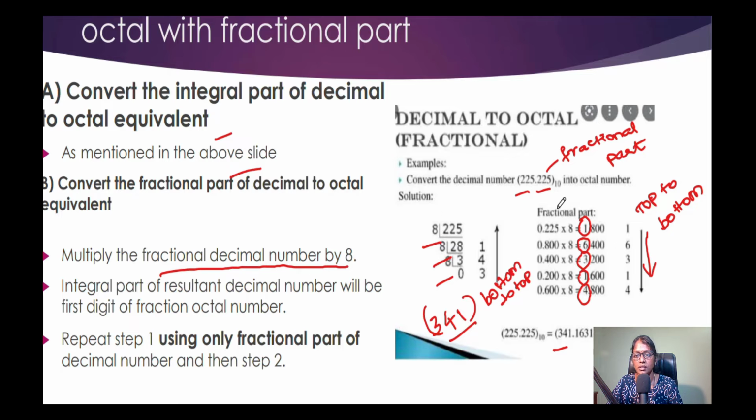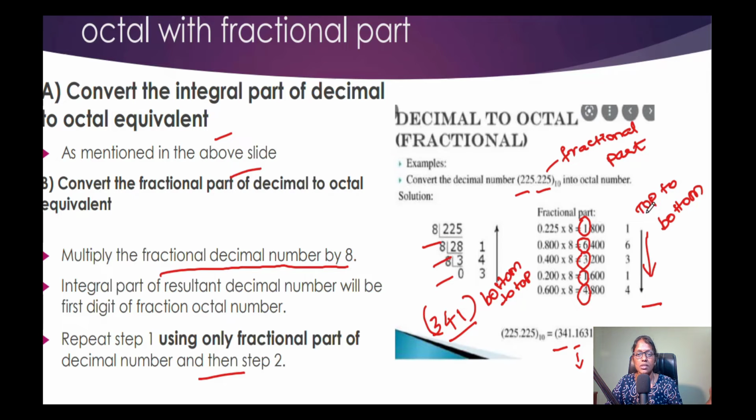To convert the fractional part of a decimal to its octal equivalent, multiply the fractional decimal number by 8. The integral part of the resultant decimal number will be the first digit of the fractional octal number. You have to take this one as the first fractional digit. Repeat step 1 using only the fractional part of the decimal number, and then step 2. Repeat the steps until it becomes 0, or you can stop once you have 5 decimal places or 3 decimal places, depending on the question.